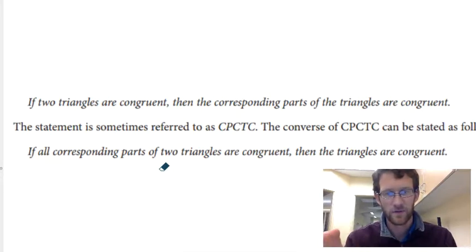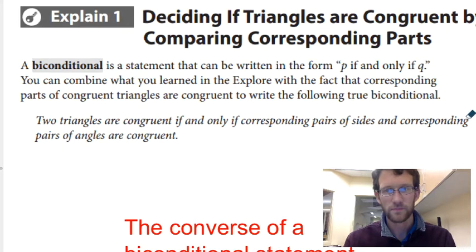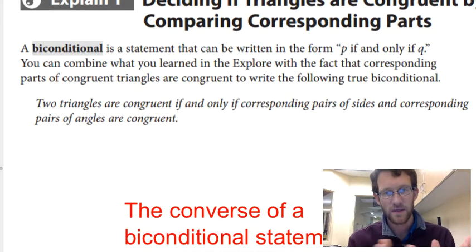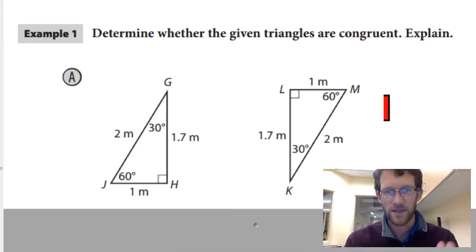taking two triangles and figuring out that the parts are congruent, or taking two triangles with parts that are congruent and figuring out that the triangles are congruent. Either way, it's totally fine with me. So that just means CPCTC is a biconditional statement because both the converse and the original statement are true. So that's our definition of a biconditional statement. But we'll see an example here.